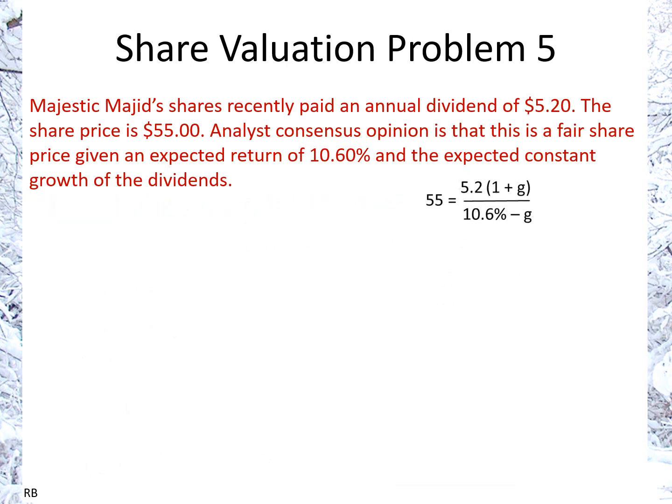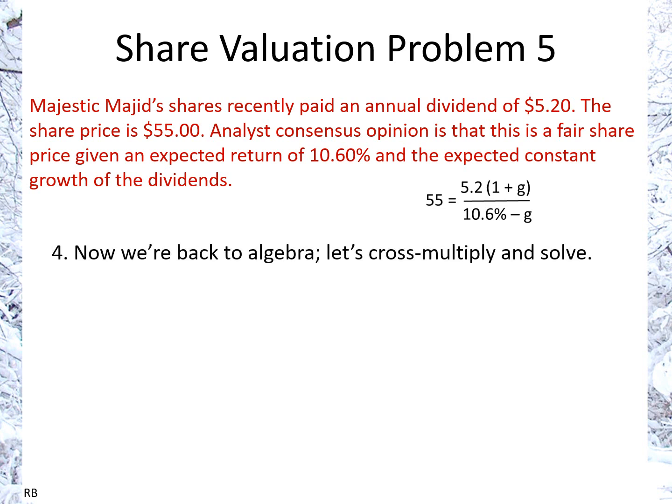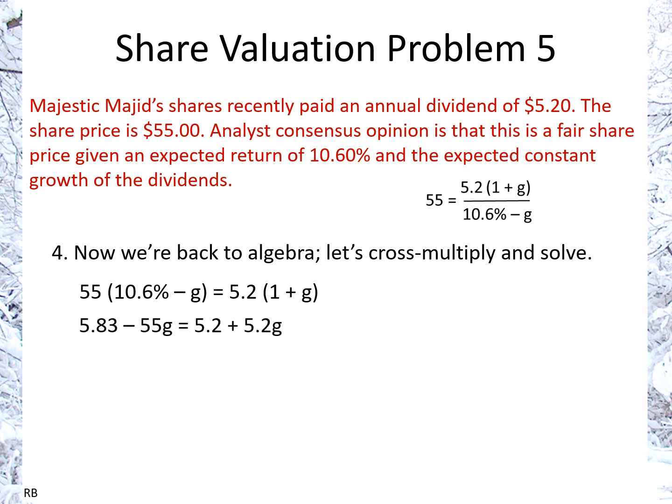That's the equation on the top again. So we're back to algebra. Let's cross multiply and solve. We have 55 times 10.6% minus G equals 5.2 times 1 plus G. Multiplying them both out, 55 times 10.6% or 0.106 is 5.83. And then minus 55G equals 5.2 plus 5.2G.